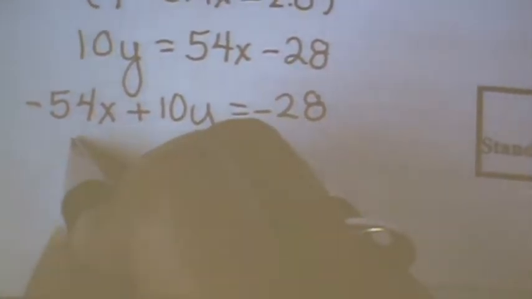Okay, now what's wrong with this? 54 is in the wrong spot. So move it over across the equal sign. And then what's wrong with this? Uh, negative.